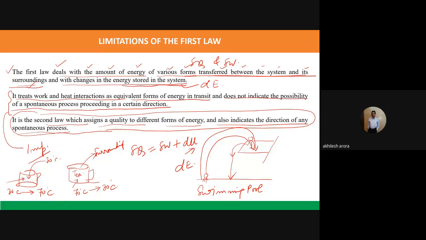See, the first law of thermodynamics does not put any restriction on in which direction a process will proceed. It does not tell us whether a system can go from a particular state to another state. But yes, it will say that heat and work are mutually convertible into one another. So this is the limitation of the first law of thermodynamics. We will discuss it in more detail.